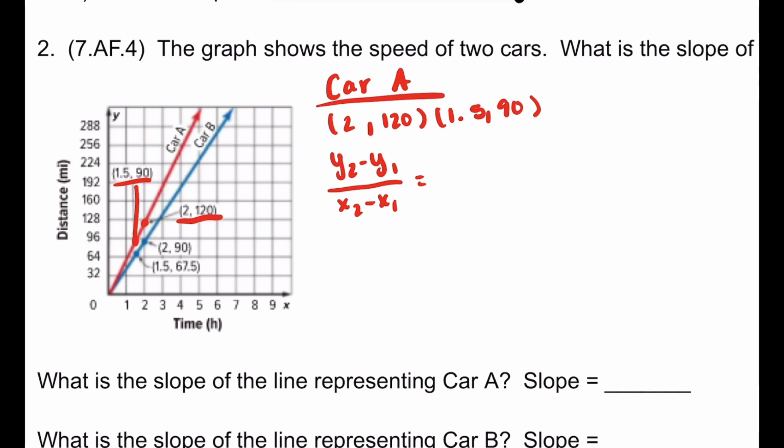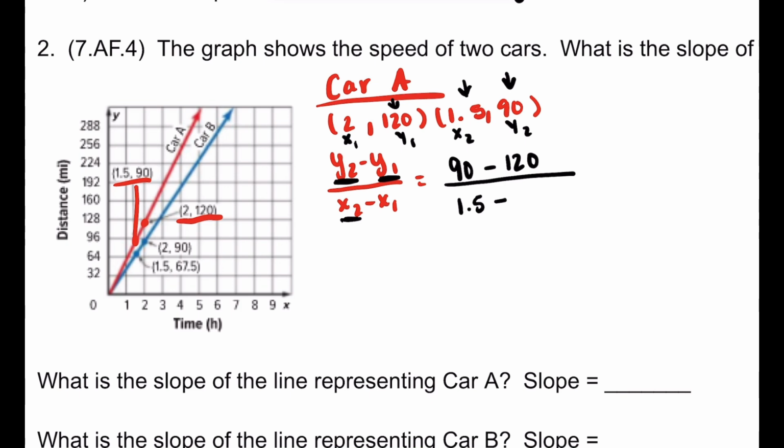So I got my 2 ordered pairs. What I'm going to do here is label it first. I have x1, y1, x2, y2, and we're going to plug it in. The first thing I have in my formula is y2, and I labeled 90 as y2, so I'm going to put 90. Minus y1, which I labeled as 120, over x2, which I labeled as 1.5, minus x1, which I labeled as 2.